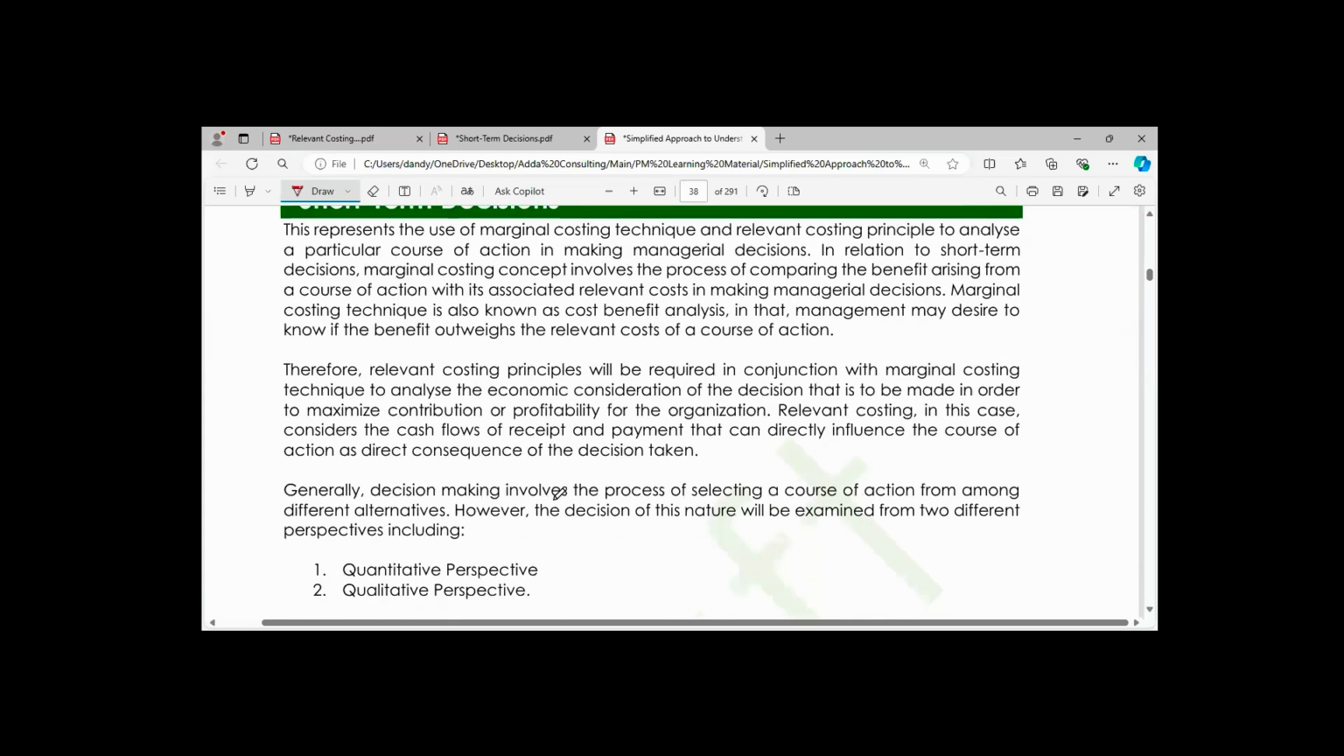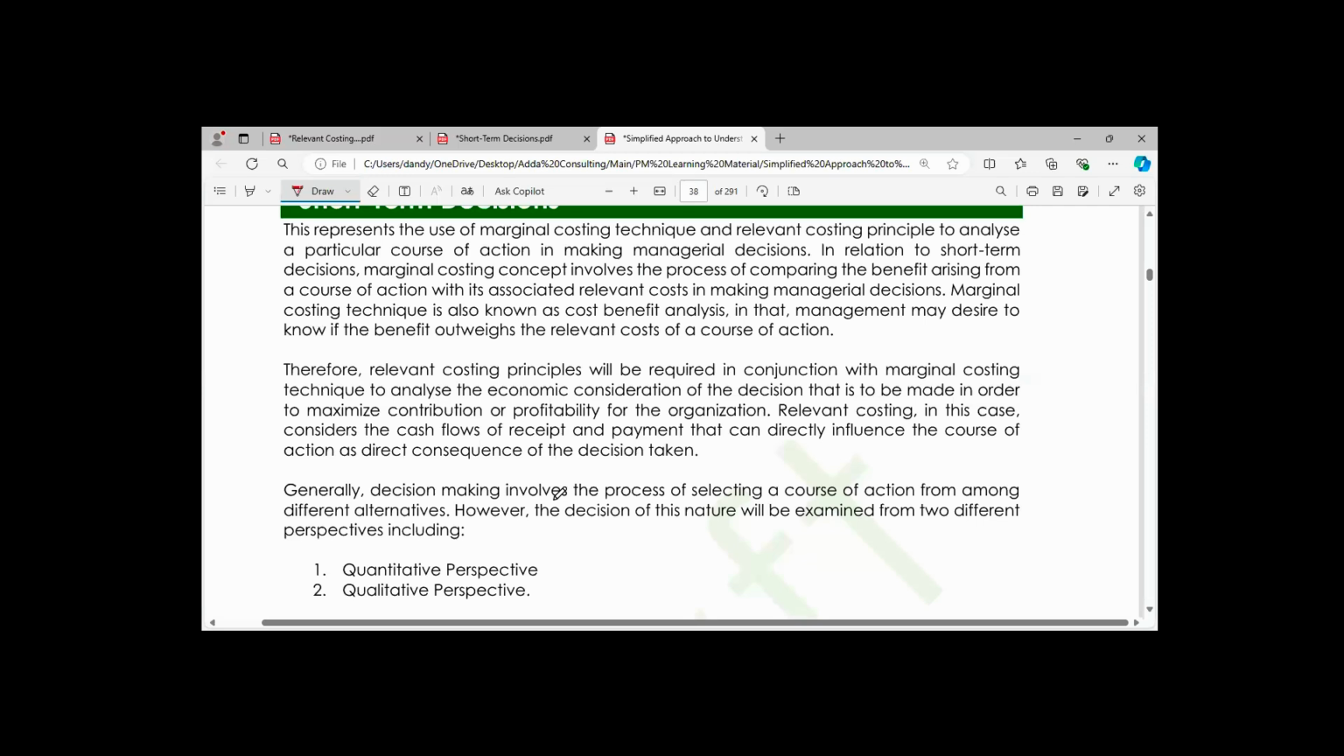So generally, when you talk about decision making, you can state that decision making involves the process of selecting a course of action from different alternatives. When you have several options, the process of making a choice out of several alternatives is what is called decision making.